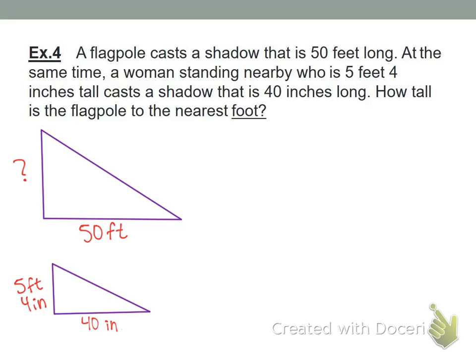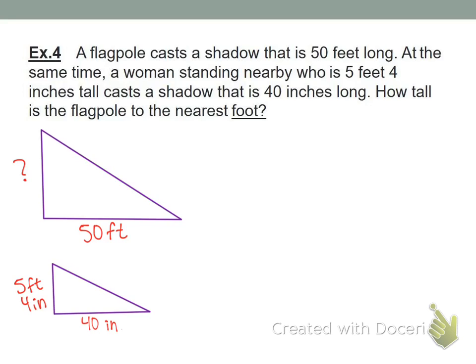So we do know that these are going to be similar triangles. Again, assuming our lady and the flagpole are both standing straight up, those would be 90-degree angles. If they're right next to each other, the angle of the sun should be the same as well. Do we have any questions about why these are similar triangles?